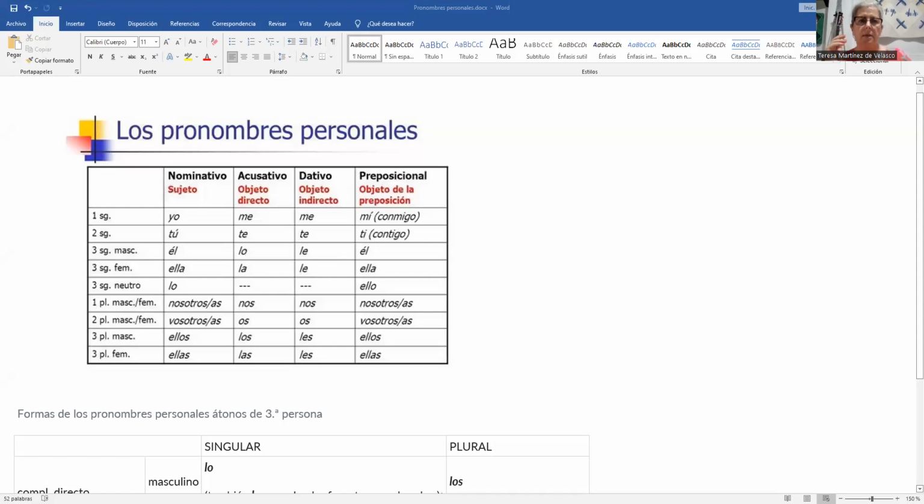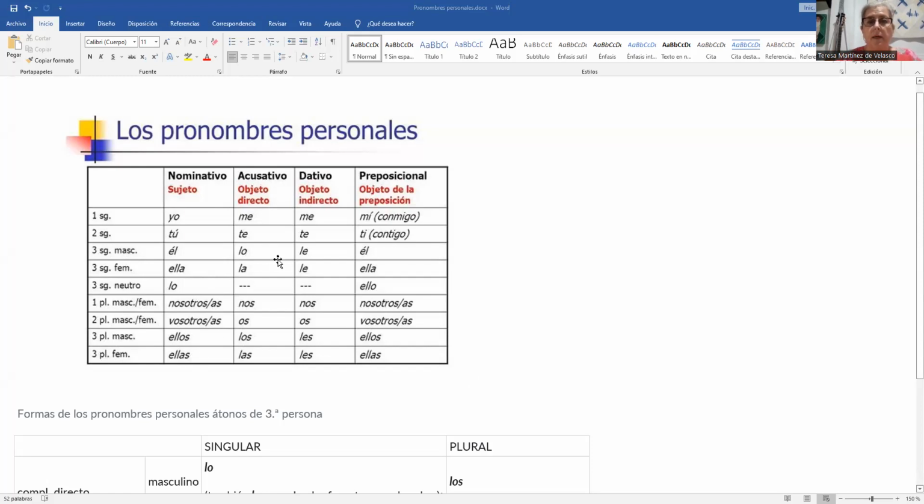At the beginning, let's remember pronombres personales. Pronombres personales are words that substitute nouns or the subject of a sentence, right? When they are the subject, we use yo, tú, él, ella, usted, nosotros, vosotros, ellos, ellas, and ustedes, of course.